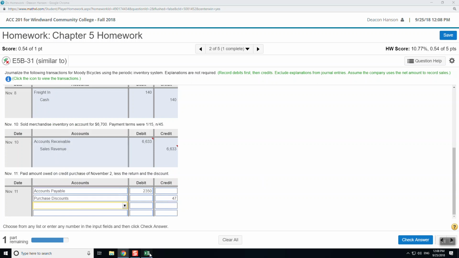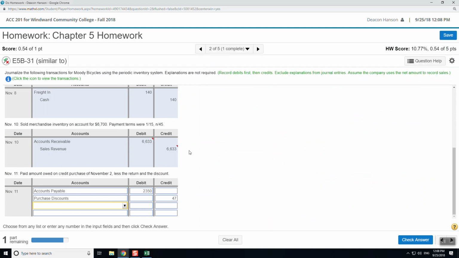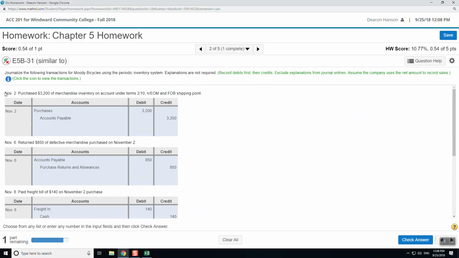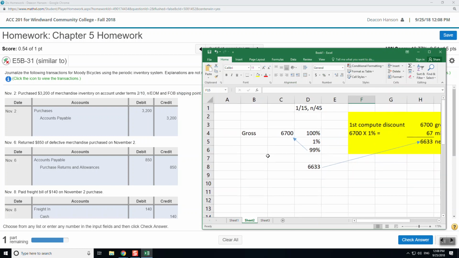Wait, so how did you get that 47? 2% times 2,350. What if you're doing 1%? Then you just take 1% times 2,350. But those aren't the terms. Wait, where did you get the terms? I got the terms from the original entry, the November 2nd sale. You see right there? Sorry, mine's 1%. Oh yeah, yours is, you want to know what 1%? You want me to do the calculation? Okay. I'll do your calculation.